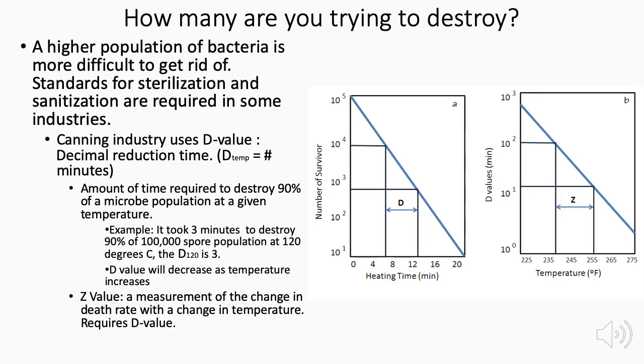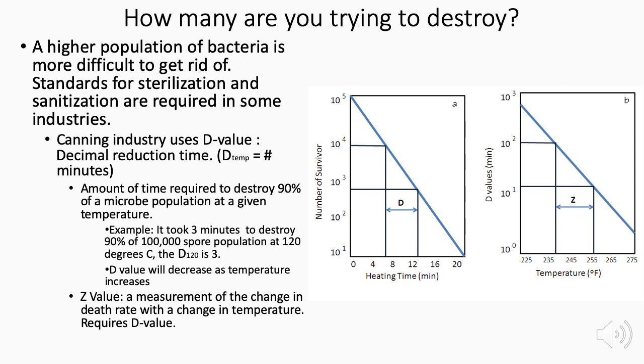Then we get into the topic of how many organisms are you trying to destroy? Do you have a really high population of microorganisms, or do you have a very low population? If you're cleaning your kitchen counter, you would not clean your kitchen counter the same way every single time. You may come in and after doing the dishes, you wipe the counters down with some Lysol spray or a bleach wipe, and you're good to go.